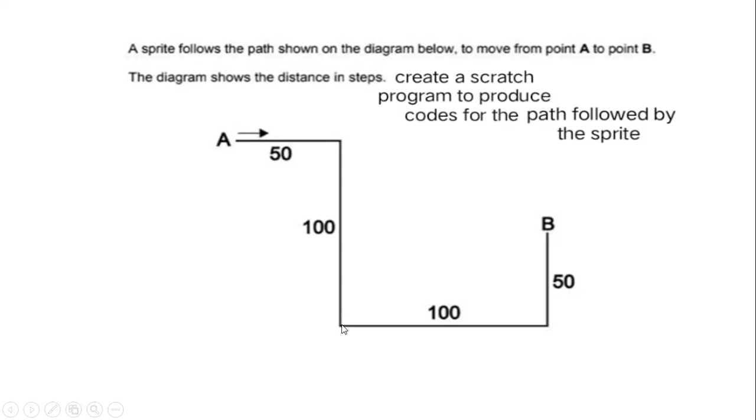For it to move down to this corner here, you have to gravitate towards south, which is 180 degrees. So you'll point 180 degrees, and then you move 100 steps to be here. For you to move from this corner to this corner, you are going to point again east, which is 90 degrees. And then after pointing 90 degrees, you'll move 100 steps.